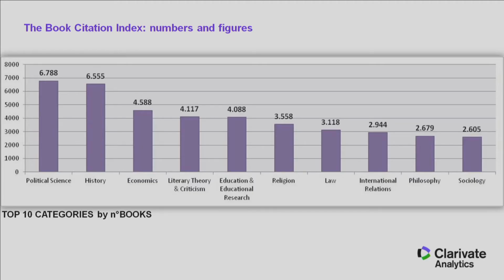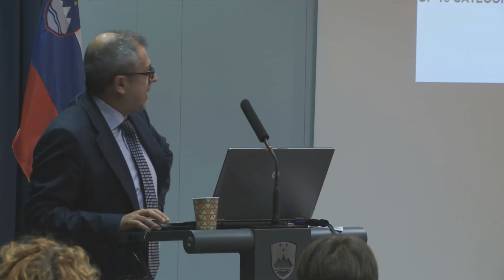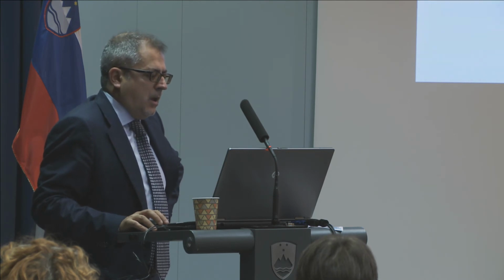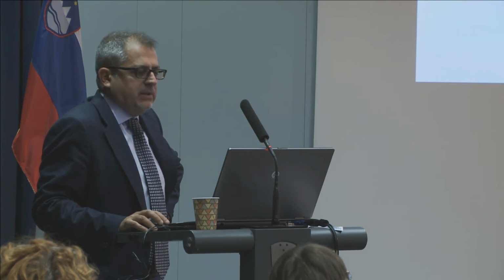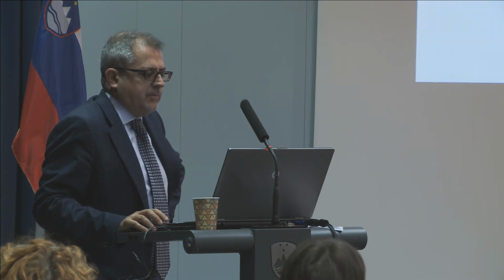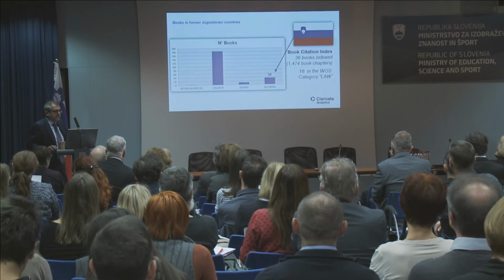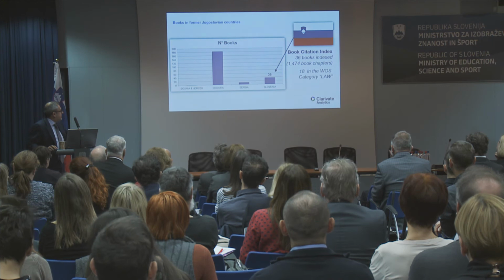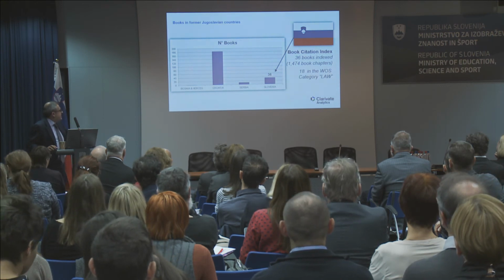So in the Book Citation Index, there is no competition at all. Social science is definitely the most important area, with thousands of books in all the different categories. And even for the number of records, you see history and political science are definitely the top categories. And even in this case, just look at Slovenia. In Slovenia there are 36, always together with other Yugoslavian countries, there are 36 books indexed.